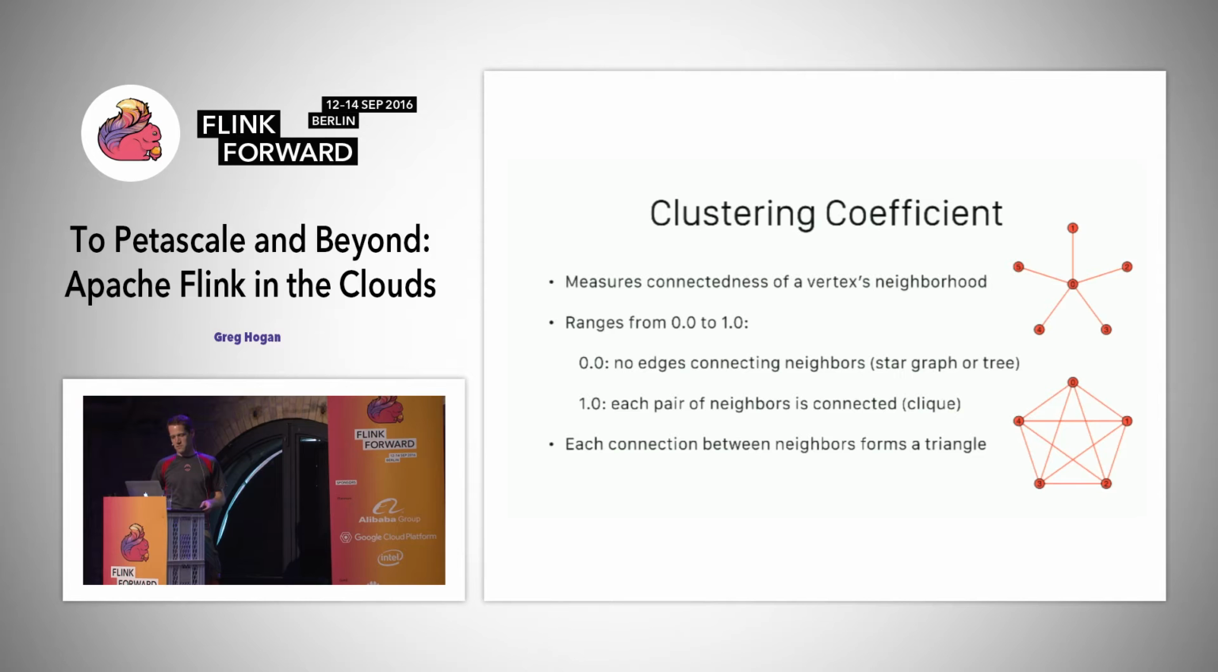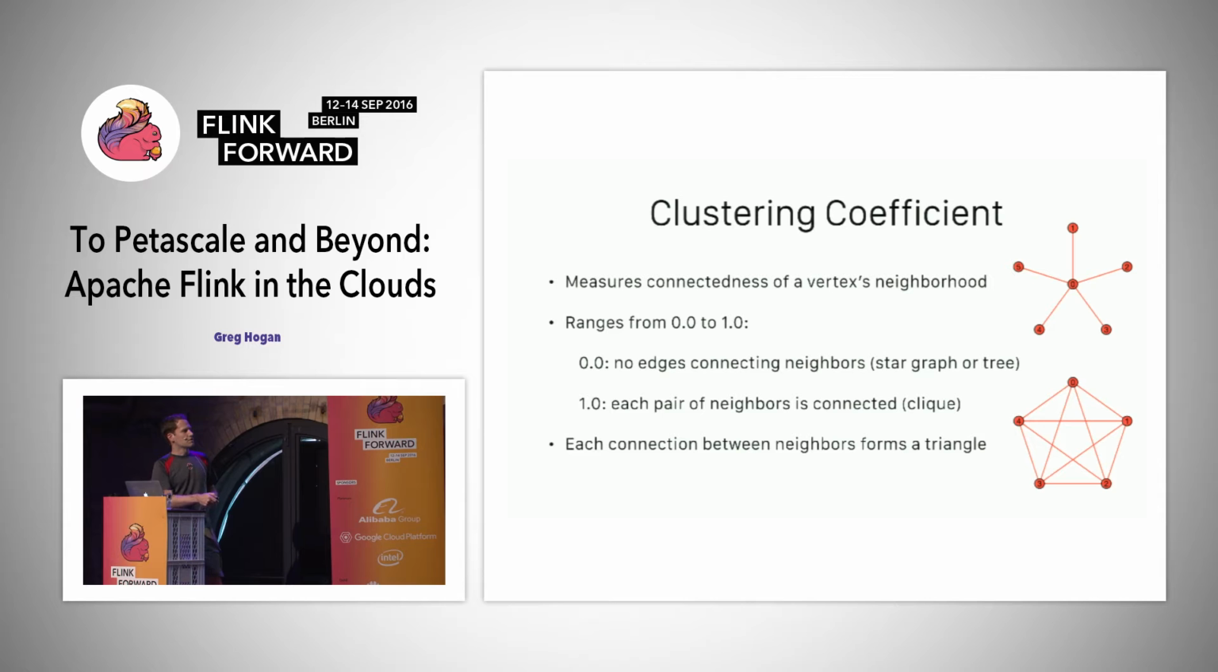Okay, a few algorithms. So clustering coefficient, I worked on this for a while. We have directed and undirected versions of both local and global clustering coefficient. It measures the connectedness of a neighborhood. So it gives you a ratio between 0 and 1. You can think about this as how much does your neighborhood look like a clique? How much does it look like a tree or a star graph with no neighboring connections?